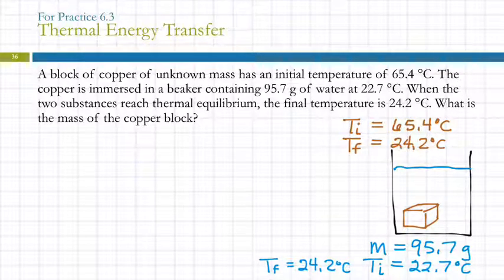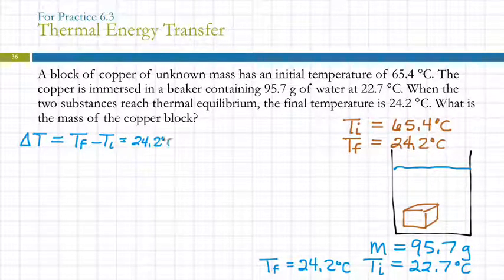So could we calculate the change in temperature for these two things? Sure we could. So delta T for the water. I'm using colors here, but if you're just using one color, then you'd need to write subscript water or W so that you can tell them apart. So the change in temperature for the water is the final minus the initial. So that's 24.2 degrees Celsius minus 22.7 degrees Celsius. I don't trust my head on that one. 1.5.